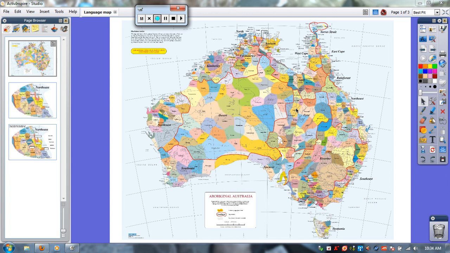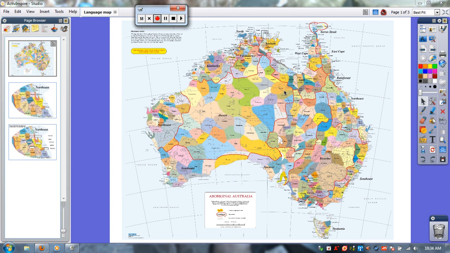Now we're studying Indigenous Australians, or what I call Australia's First Peoples, and we're looking at the different language groups found within Australia. It's a map I've found, and it's very interesting because it highlights the different colors, which pertain to different languages within Australia.